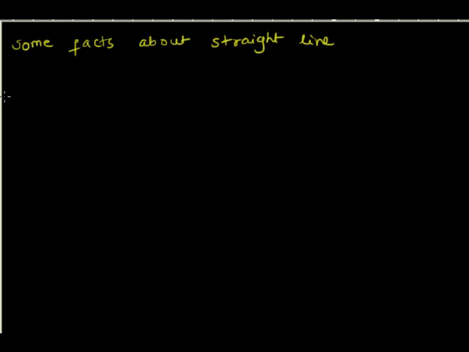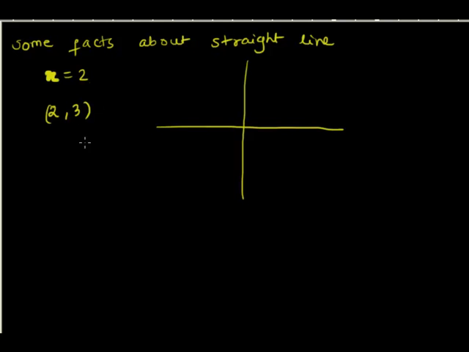Now we are going to learn some facts about the straight lines. Suppose you want to plot a graph for say x equals 2. X equals 2 will be plotted with the value of x equals 2 for all the values of y, for several values of y. Suppose the first value is say 2, 3. The second value is 2, minus 1. The third value is 2, 0.